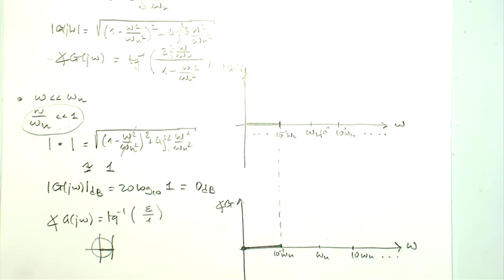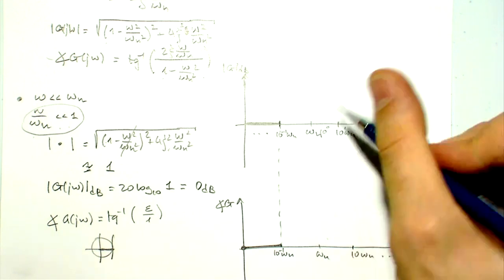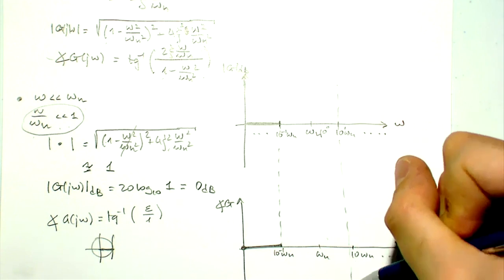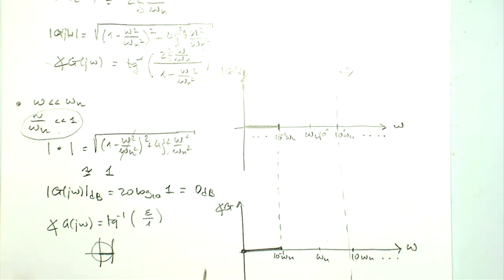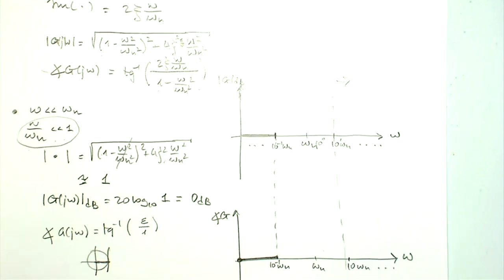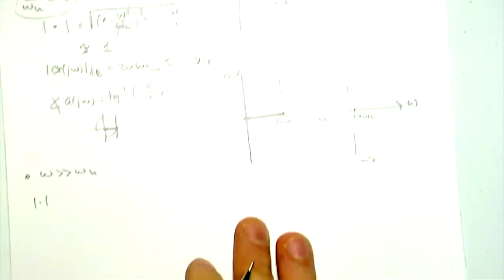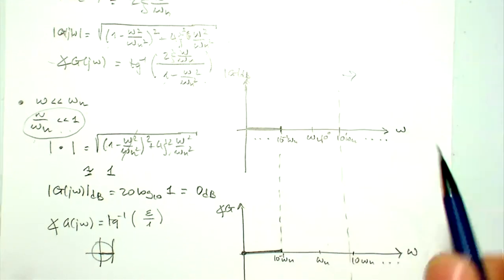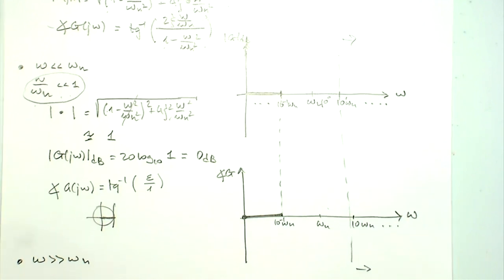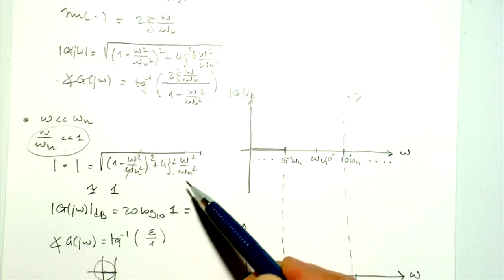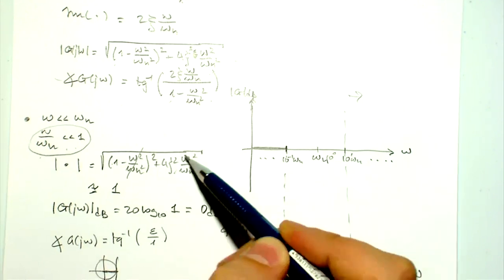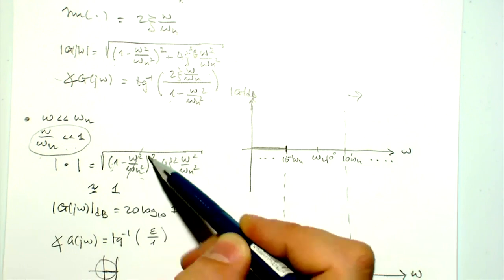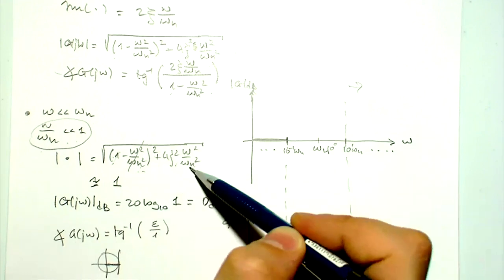Now let's look at what happens when omega is much bigger than omega n. So we're basically trying to figure out what happens on the right side here. Well, in this case, let's look at the magnitudes. This expression here is the magnitude. We can express this as basically this term much bigger than 1. So this term is going to be negligible, so 1 is going to be negligible with respect to the squares here. Then this is squared again, so this is going to be small with respect to this term here.